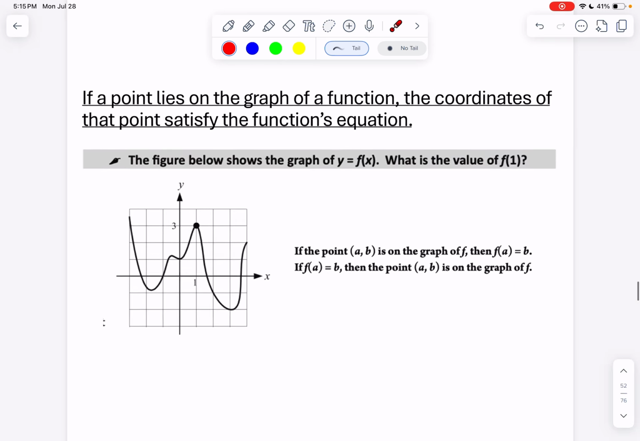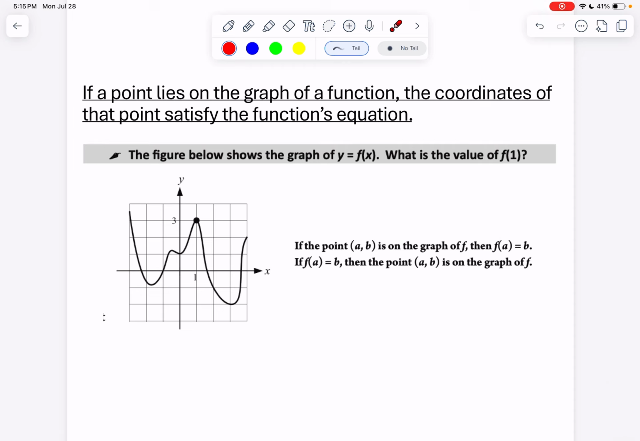So again, we're having this idea: if a point lies on the graph of a function, the coordinates of that point satisfy the function's equation. So let's see how this would work on a more abstract problem. This says the figure below shows the graph y equals f of x. All that means is we have a function here. If you don't know what functions are, please watch the function video and you can come back to this.